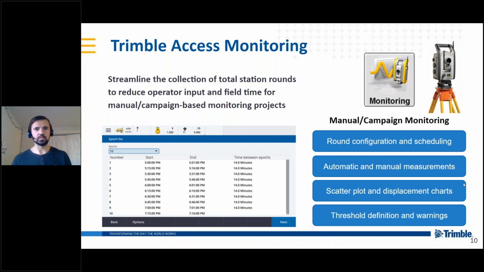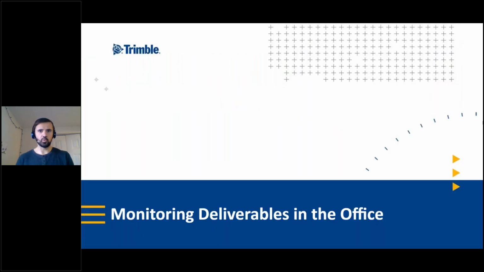And then that final part is about defining thresholds and warnings. So not only are we measuring, but we want to also specify a movement tolerance. So if points from epoch to epoch are out of that tolerance, then the user is made aware of that from the software. So that's the field portion.